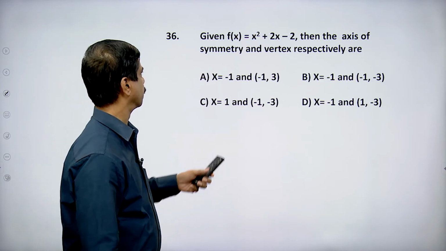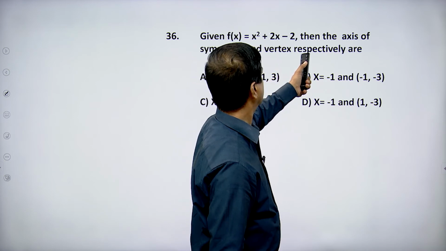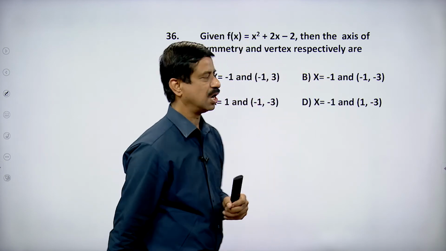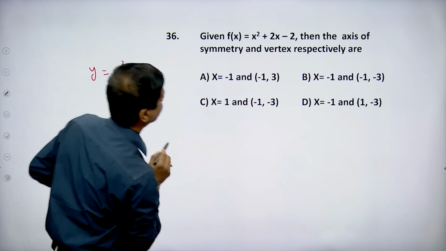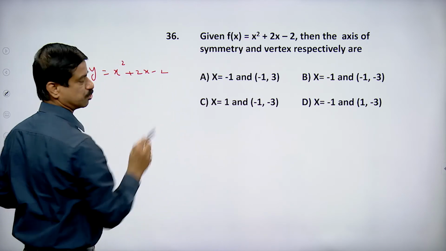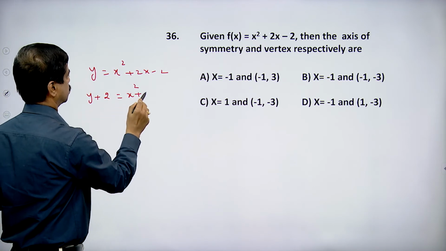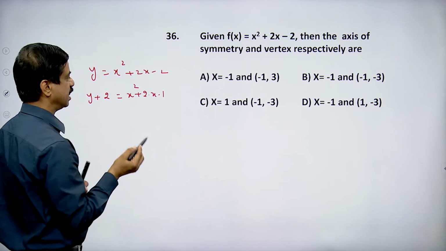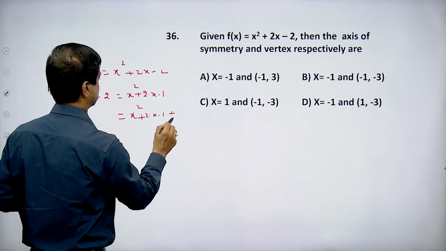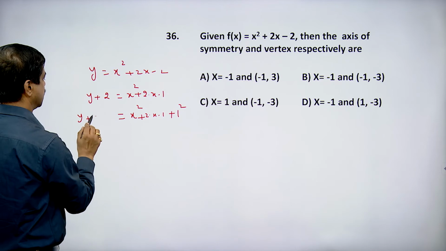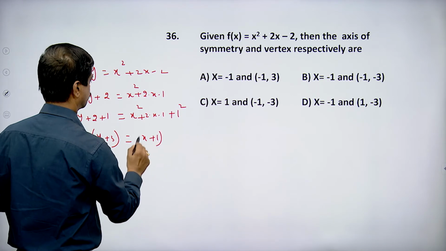Now, what is that next question? Given f of x is this, then the axis of symmetry and vertex respectively are. So, now let us simplify this into a standard form, y equal to x square plus 2x minus 2. So, first bring minus 2 to the left, you will get y plus 2 equal to x square plus 2 into x into 1. So, I need plus b square on both sides. So, this can be written as x square plus 2 into x into 1 plus 1 square. When I add 1 on the right, I should add 1 on the left also. So, y plus 3 equal to x plus 1 whole square.